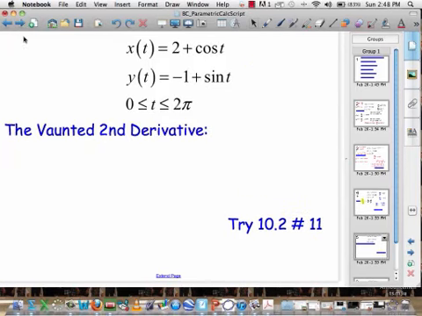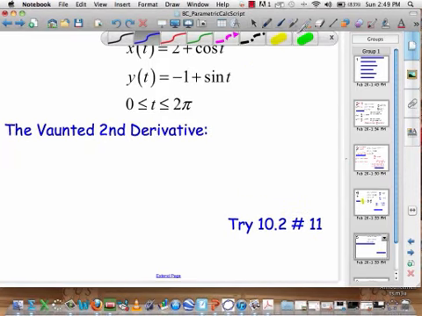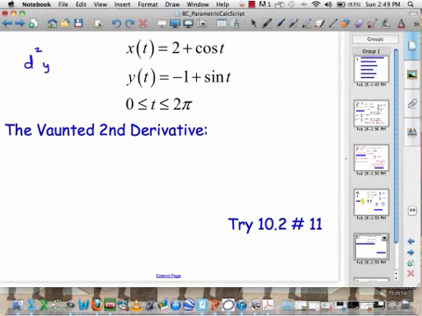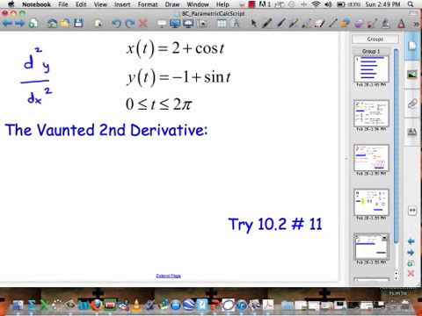The second derivative, kind of interesting because this is the concavity finder for the curve, and it has a symbol that looks like this: d squared y dx squared. And so we have to come up with this calculation based on the things that we can do.